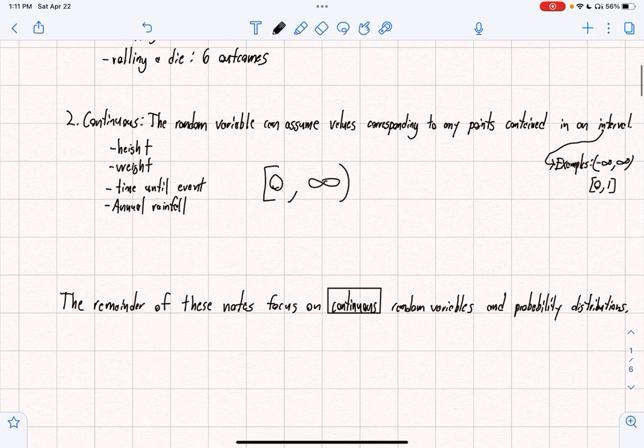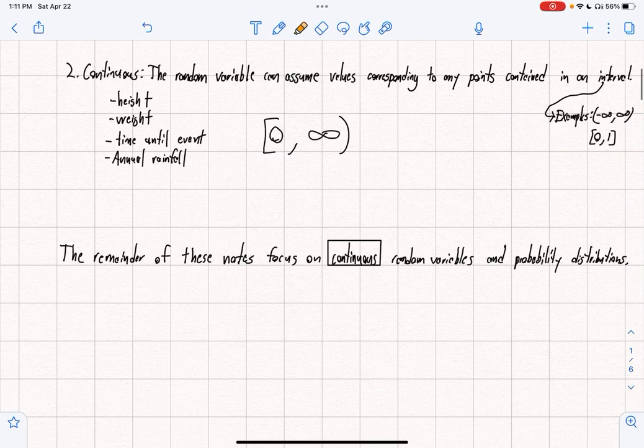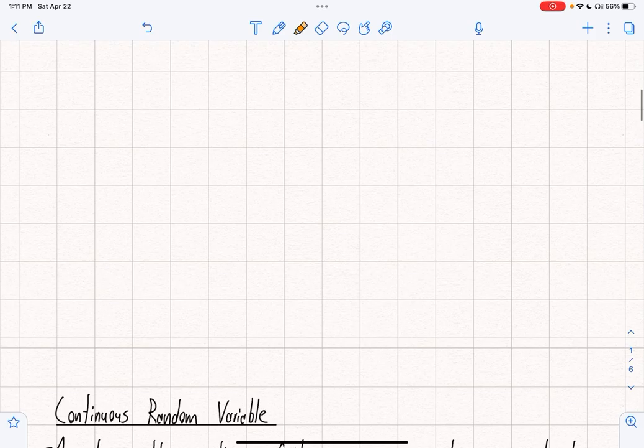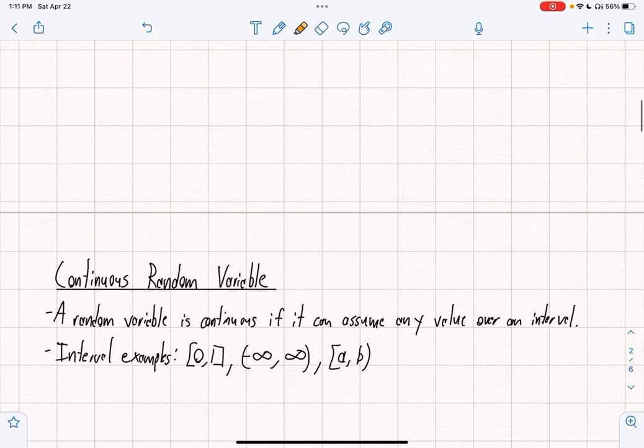Okay, so the rest of these notes, we're going to be focused on just the continuous case from here on out. So continuous random variables and continuous probability distributions. After that quick intro, let's now actually define this. A continuous random variable is a random variable if it can assume any value over an interval. And as we already talked about, this interval can be anything. So kind of relisting them, it could be 0 to 1, negative infinity to infinity, or just generally any values a and b, where we can determine what those values are.